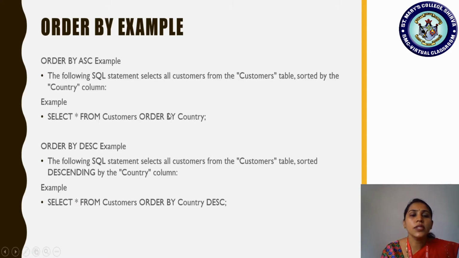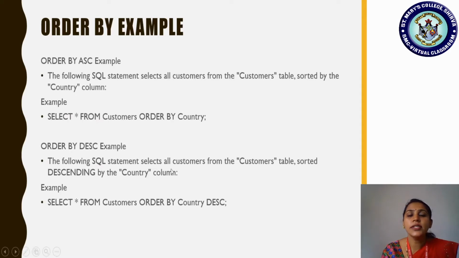So this is the pattern if we want to sort the data or view the information in ascending order. Select star from customers, order by country. So for the country attribute, that column, the sorting is applied. And which sorting is it? Ascending order. Okay. Order by descending example.